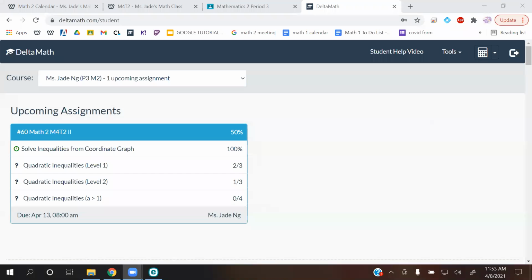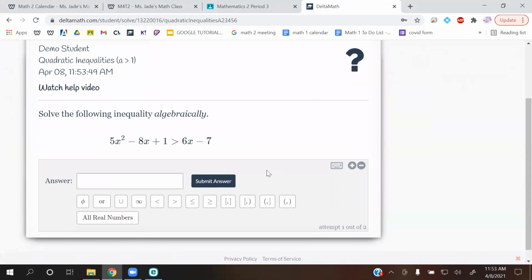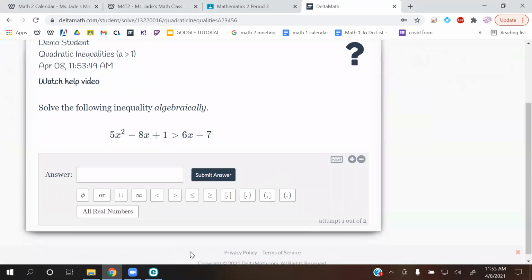Okay, so now let's do quadratic inequalities. A is greater than or equal to 1. I don't know why it is a separate category when it looks pretty much the same, but yeah, let's do this one.